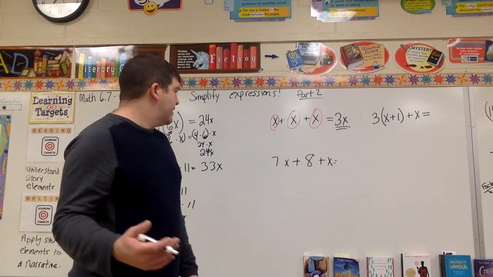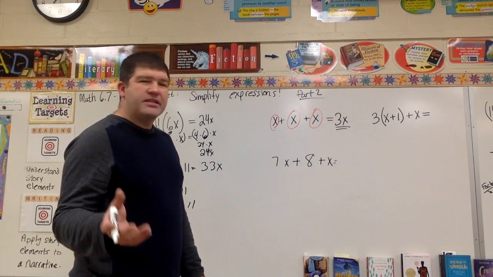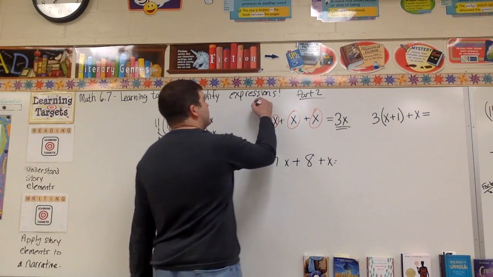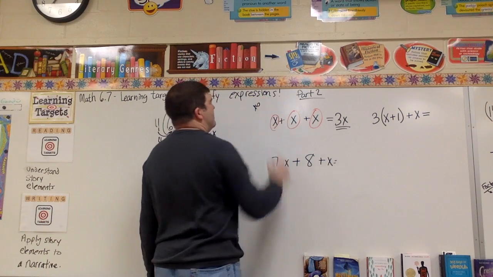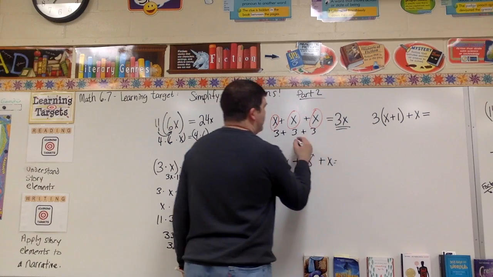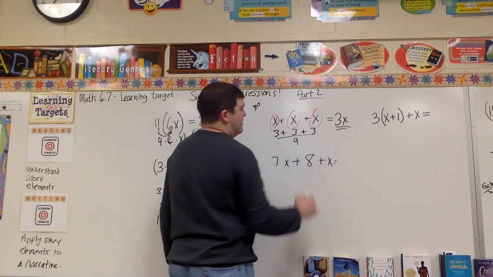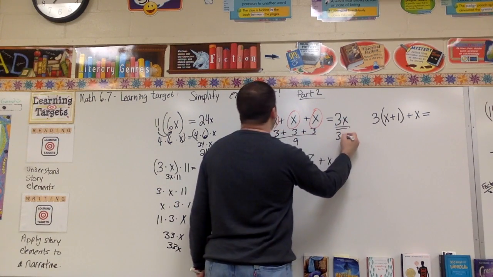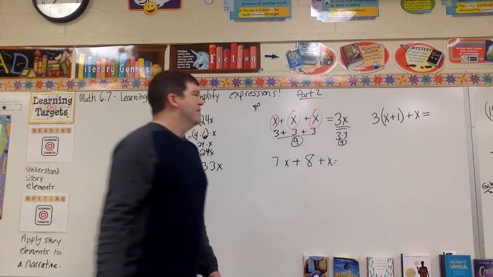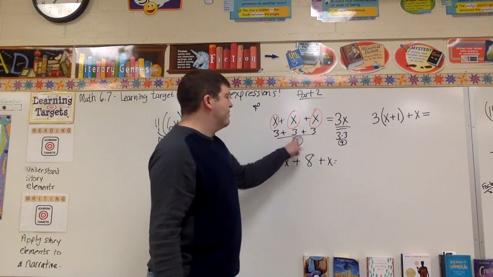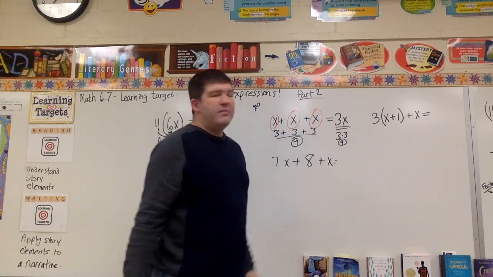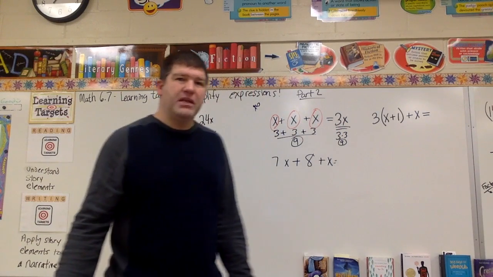If you ever want to check to see if it equals, make up a value for the variable. Like, I'm going to say x is 3. So 3 plus 3 plus 3 equals 9. Is that the same as 3 times 3? Yeah. Okay. So if that works with x being anything, then it means I've simplified it, and I'm good.